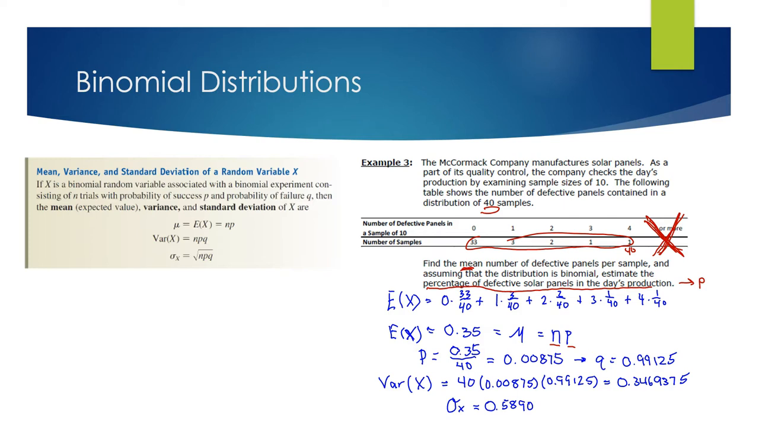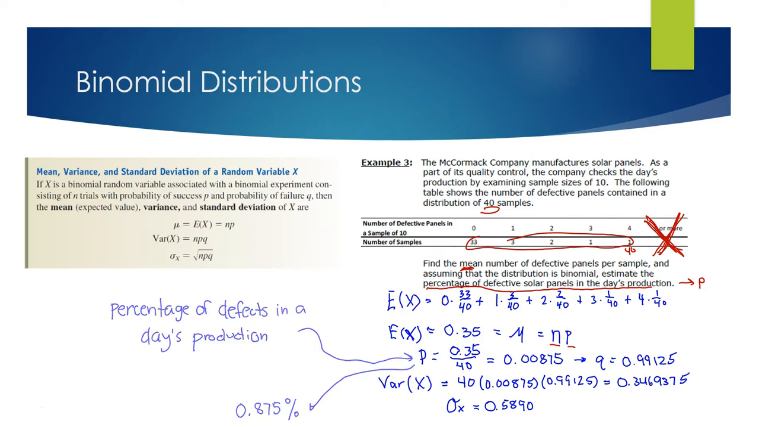That's the 0.35. We found what P was, but the only thing we have to do is put it as a percentage, the percentage of defects in the day's production. That would be given by turning that 0.00875 into a percentage, which would be 0.875%. So that's the percentage of defects I would expect to have in a day's production. Moving to the next question.